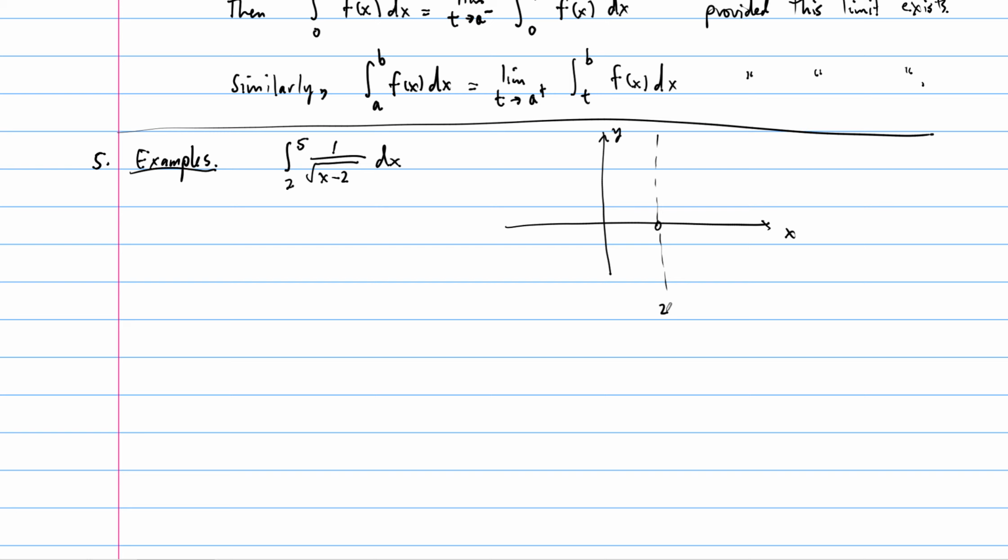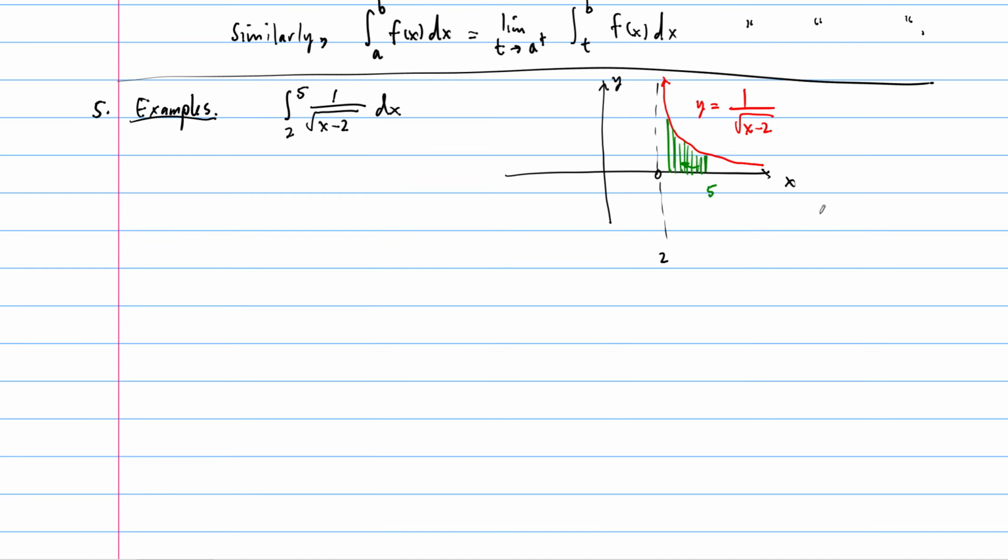So 2 is not in the domain, and then the graph looks something like this. But what we really care about is that from 5 back this way, it's well defined until we get to that asymptote. So there's the picture of what we're going to try to compute here. Again, this is supposed to be the graph of 1 over the square root of x minus 2. All right, let's compute it.